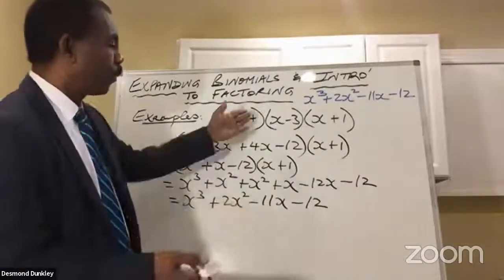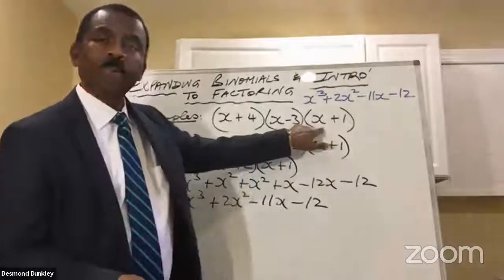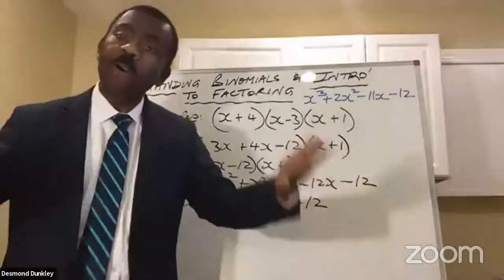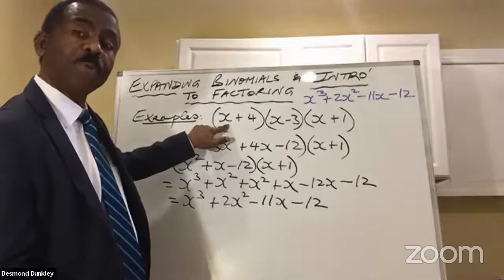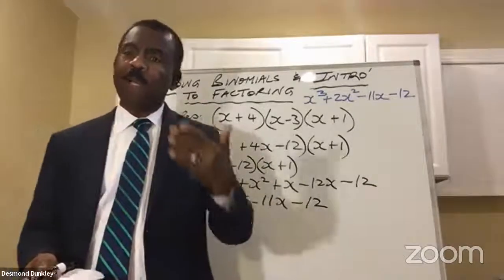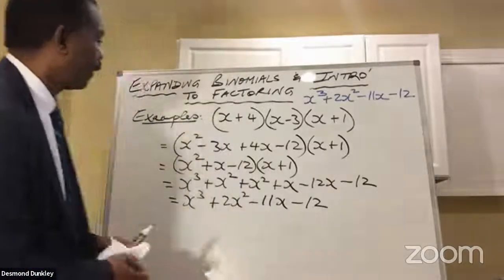Okay? So, if we had a situation in which you had 4 binomials, then what could you do? You could go through using the same process that I've done, where you multiply 2, then you multiply the third, and then you multiply the fourth. Or you could multiply the first 2, multiply the last 2, and then multiply the results. It will still work itself out, and you will still get the same result. Okay?